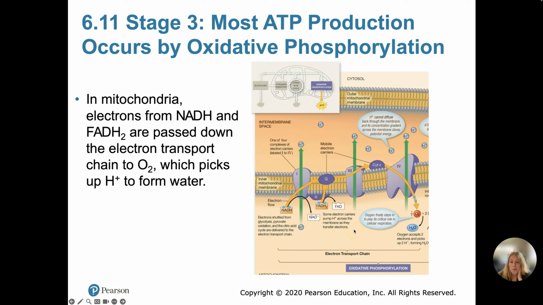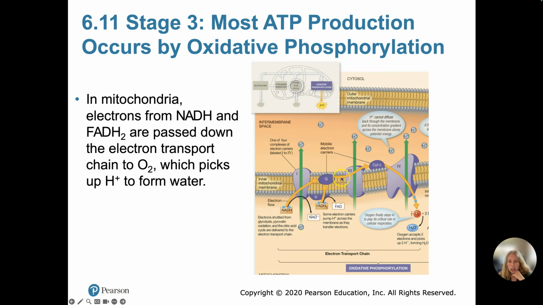As the electrons get passed between the electron carriers, those carriers use some of the energy generated to pump hydrogen ions, H+ ions, across the membrane. So we can see here, those green arrows represent the pumping of hydrogen ions. The electron carrier complexes 1, 3, and 4 will pump those hydrogen ions out. Electron carrier complex 2 does not.